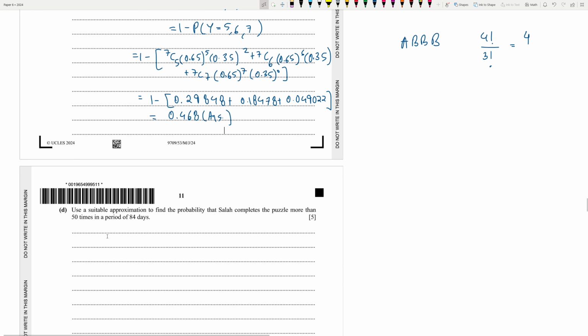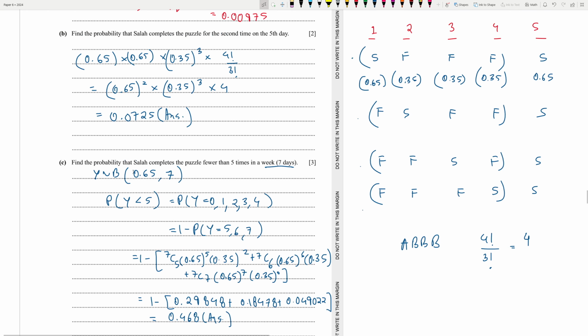Okay, now is this a suitable approximation to find the probability that Salah completes the puzzle more than 50 times in a period of 84 days? Okay, so same distribution with the same probability, but let's use another letter. Like maybe, L is binomially distributed in a period of 84 days, and the probability, oh sorry, I wrote something wrong here. It's NP, right? So NP, probability comes later, my bad.